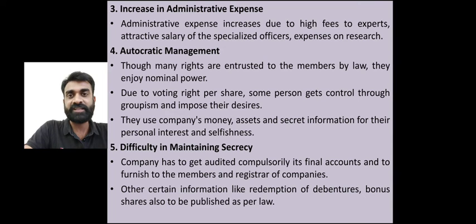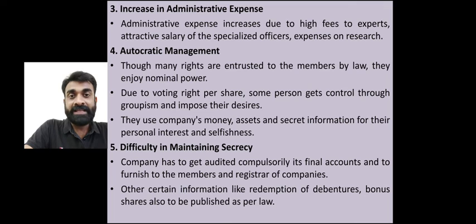Okay, then increase in administrative expenses. Now what are administrative expenses? That is, giving the salary to the permanent staff, right? A higher amount of fees is paid to the expert person for designing or introducing the rules and regulations, or for designing the structure of the organization. We need to pay a higher amount of fees.